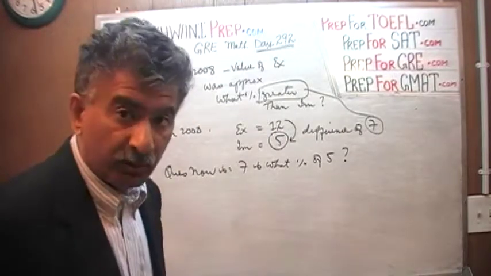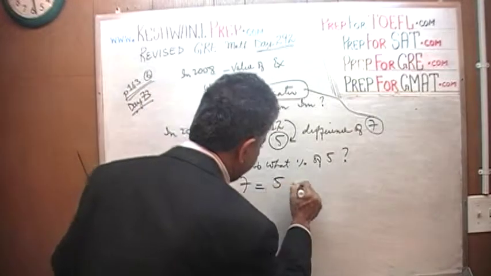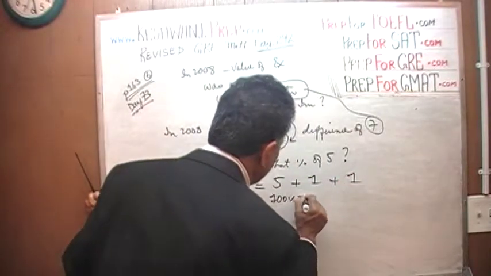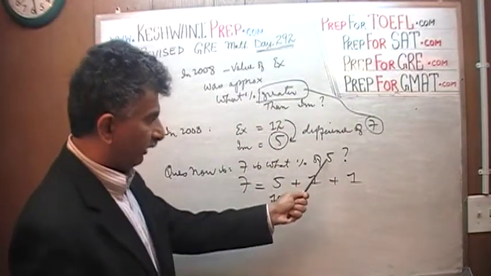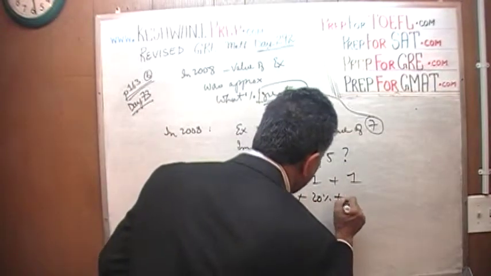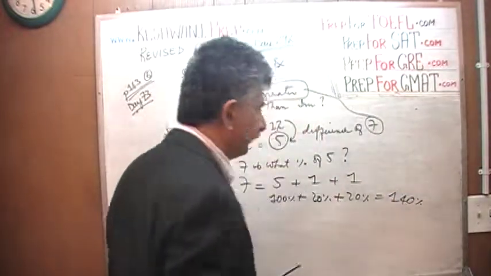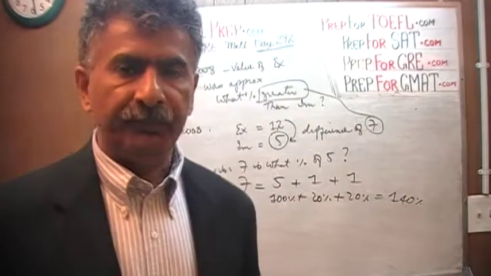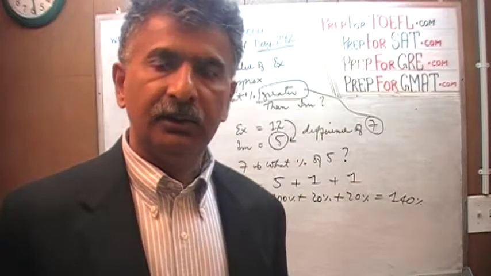There are two ways we can go about it. One way is very straightforward: realize that 7 is simply 5 plus 1 plus 1. 5 of course is 100% of 5, and 1 is a fifth of 5, which is 20%, and then another 20%. So the answer is 140%. The value of export is 140% greater than the value of imports.